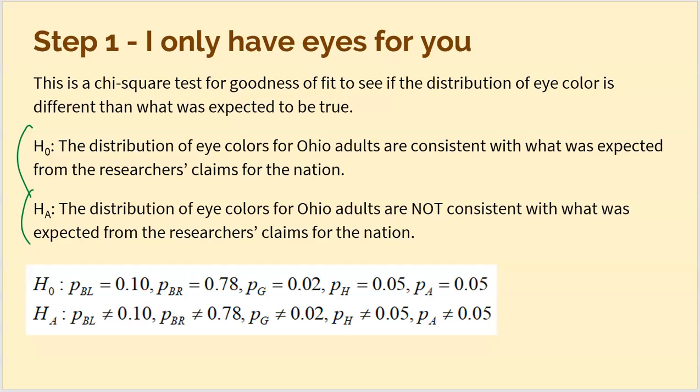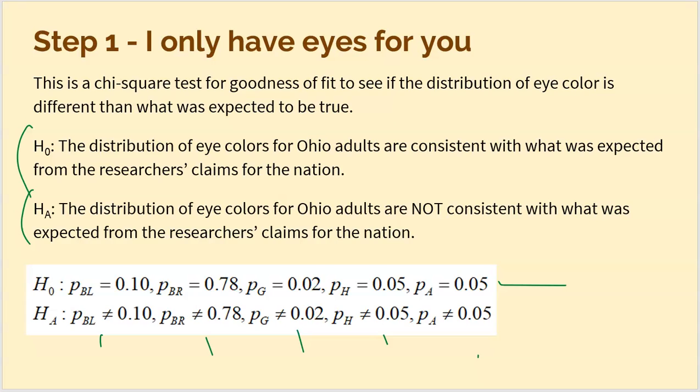So the null would be that the proportion of all people that have blue eyes, 10%, just like we read. Brown, 78%. Green, 2%. Hazel, 5%. Amber, 5%. Hey, everything is the way that we said it was. There's your null, right? And the alternative is that at least one of them is wrong. At least blue, brown, green, hazel, amber. If at least one of them is too far off from what was expected, that's when we're going to go ahead and reject the null and keep that alternative.